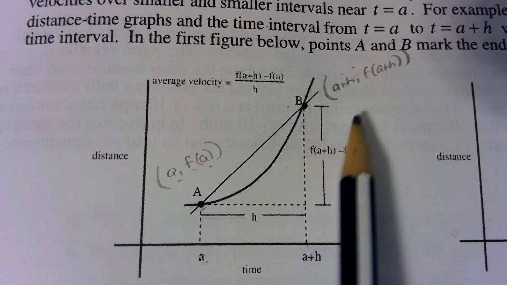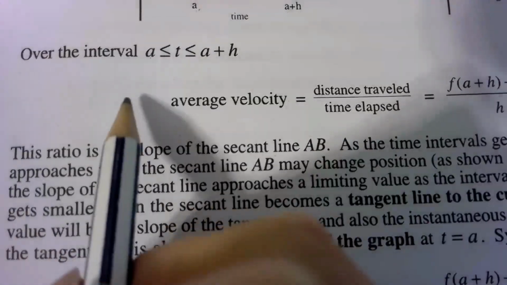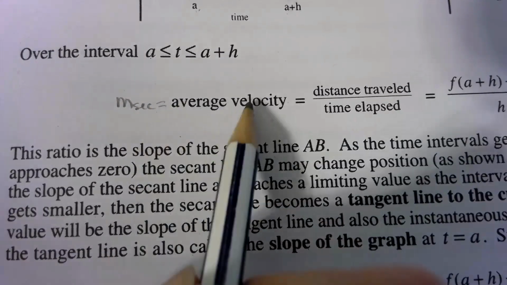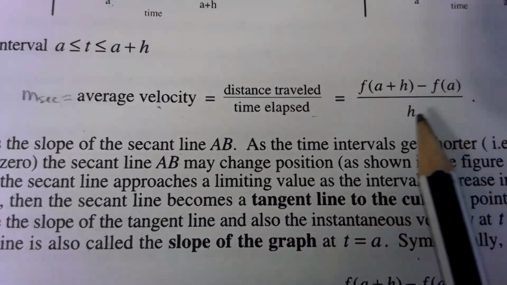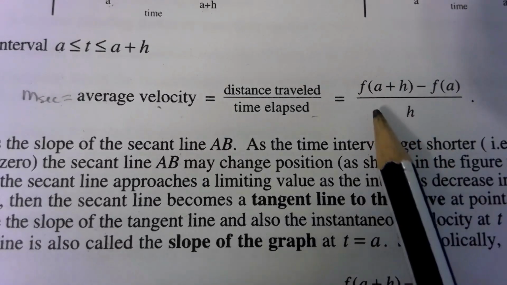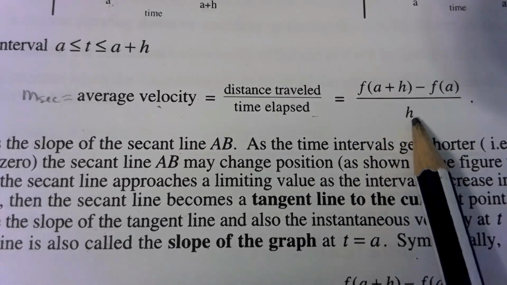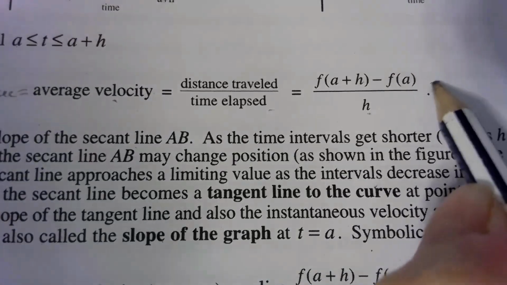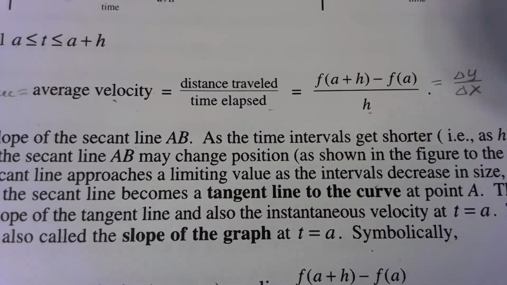So, using this notation, the average velocity and the slope of the secant line are equal: m sub sec equals the average velocity, which is the same as distance over time, and can be written as f of A plus h minus f of A, that's the change in y, over A plus h minus A, which reduces to just h, the change in x. This is nothing more than the slope of a line. Okay? Average velocity or average rate of change. However, whatever the context is for the problem, it's all the same.